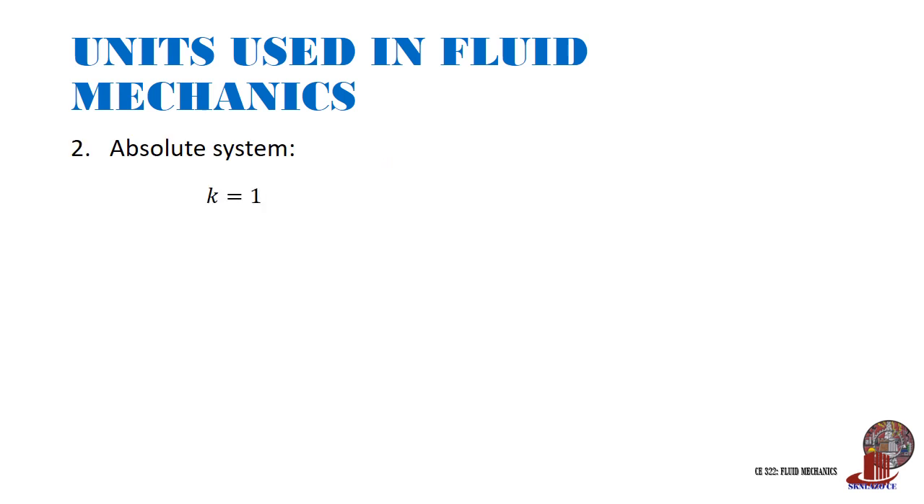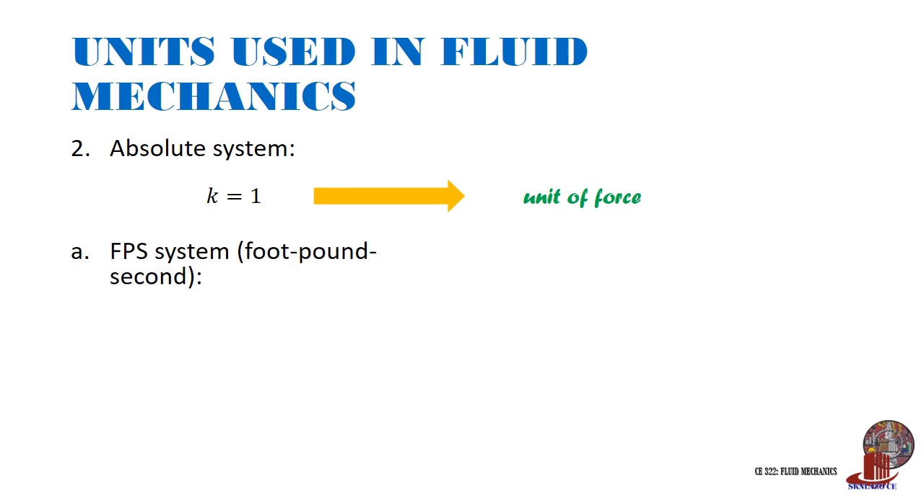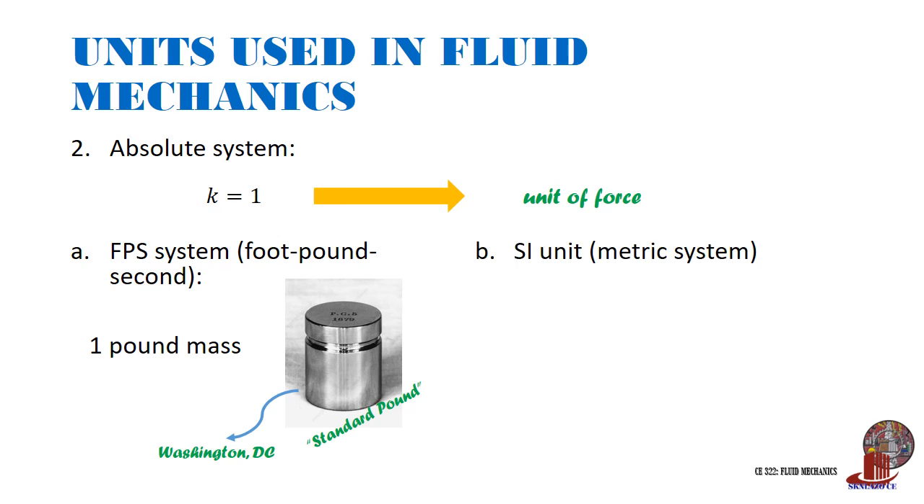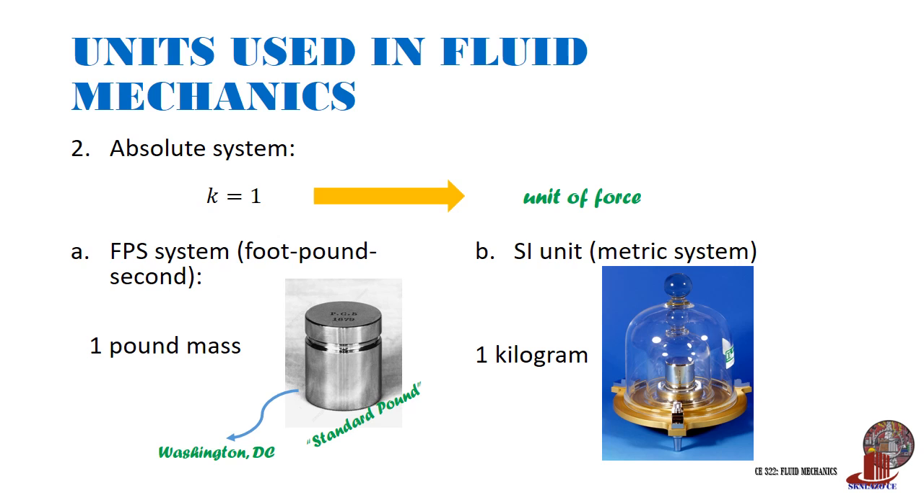The absolute system makes k equal to 1 by defining the unit of force whereby, in the FPS system, by 1 pound mass is meant an amount of matter equivalent to that in a block of metal known as the standard pound kept in Washington, D.C. The metric system uses gram as the unit of mass, which is defined as 1 of 1,000 of the mass of a block of platinum kept in Sevres and known as the kilogram prototype.